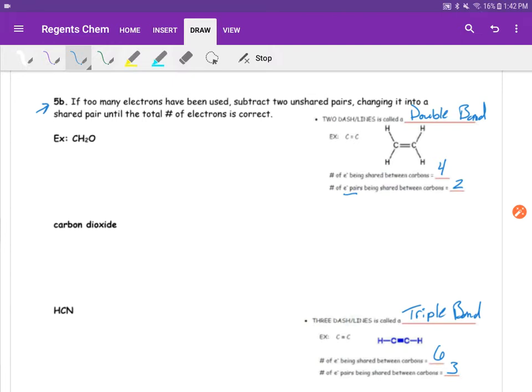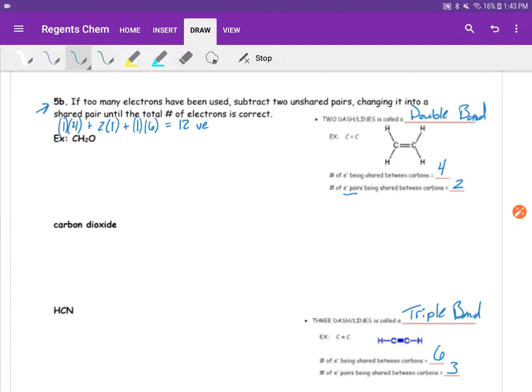So process is still the same. Figure out your valence electrons. So I've got carbon. I've got 1 carbon. Carbon has 4 valence electrons. I've got 2 hydrogens. Again, each has 1. And then I have 1 oxygen, which has 6. So 4 plus 2 plus 6, I've got 12 valence electrons. Nothing new here. Now, draw your skeleton.